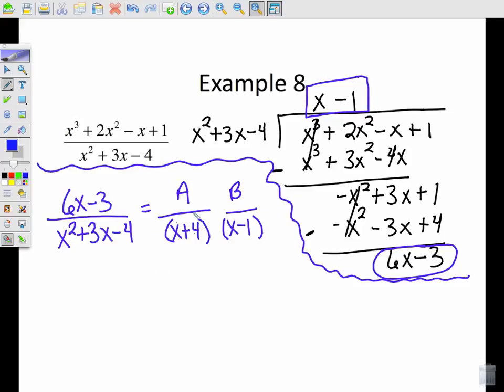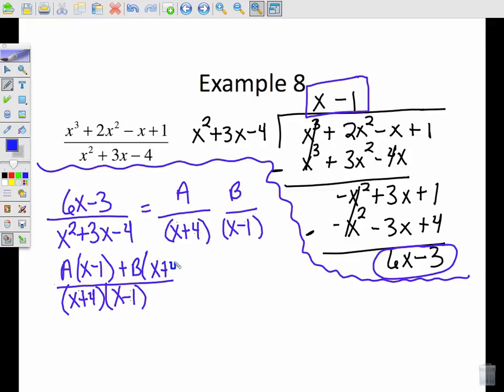A and B replace the numerators. Those are just our unknowns. That's what we're going to try to find. And now I need to do the common denominator work. That's x plus 4 times x minus 1. And this would have to be a times what was missing, x minus 1, plus b times what's missing, x plus 4. So in the numerator, I have ax minus a plus bx plus 4b.